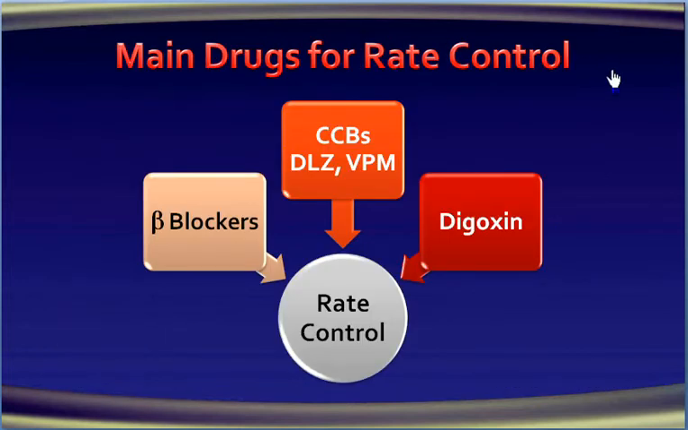Again, to re-emphasize, the main drugs for rate control are the beta blockers, the newer generation beta blockers, carvedilol, metoprolol, and calcium channel blockers, the non-dihydropyridine type of calcium channel blockers, not the nifedipines, but the diltiazem and verapamil group. Of course, in selected cases who have either evidence of left ventricular dysfunction or heart failure, digoxin can be a rate control drug. Digoxin, remember, is not the choice in all patients, unlike the previous teachings.